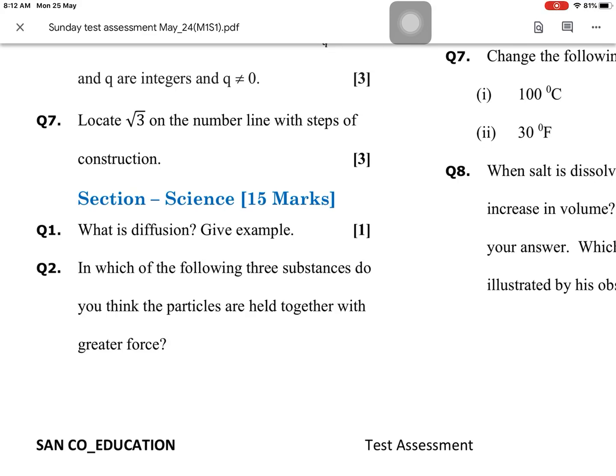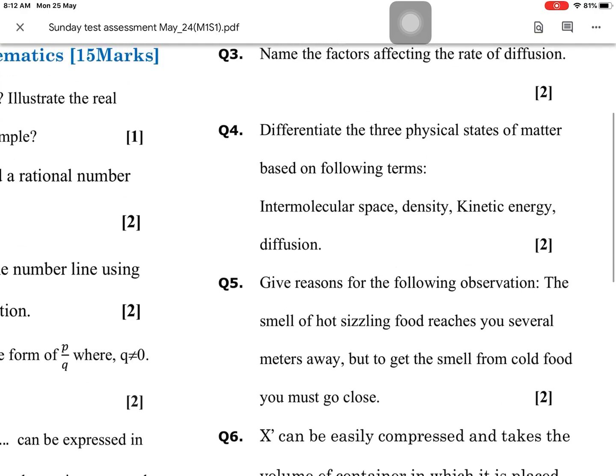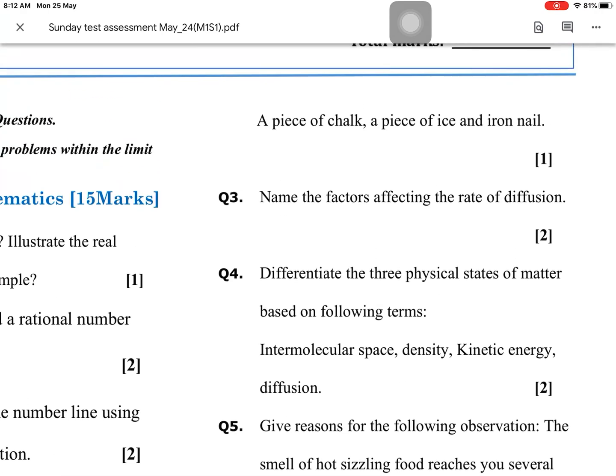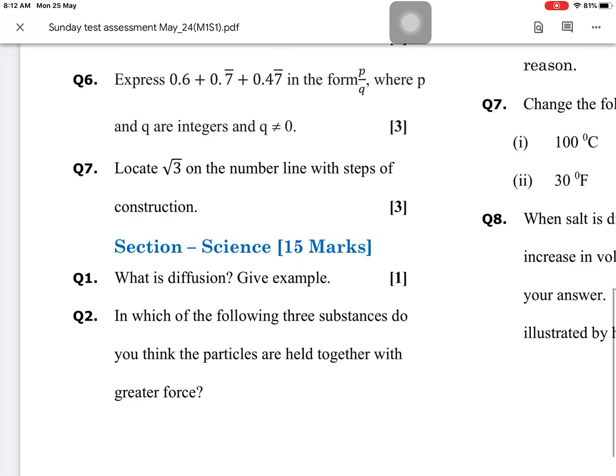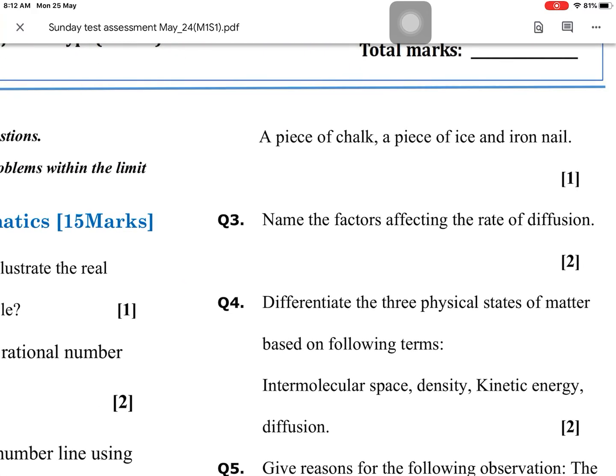Okay. In the second question, in which of the following three substances do you think particles are held together with the greater force? The examples given here are a piece of chalk, a piece of ice, and an iron nail. In which of them are the particles held together with greater force? Greater force means stronger force. The strongest force will be in the iron nail. Is that clear?